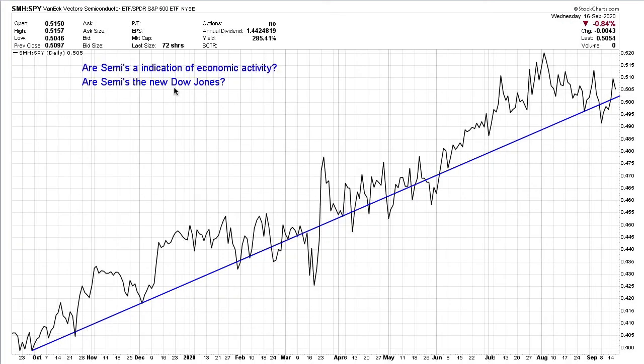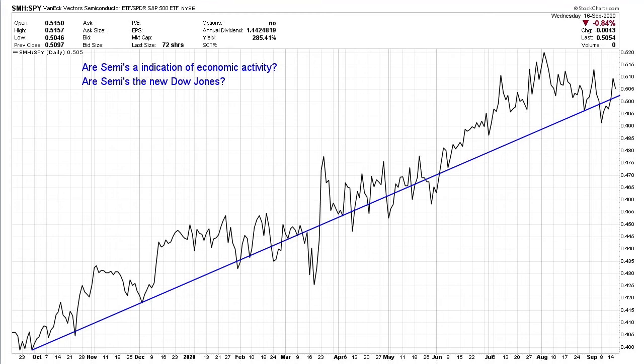Now, this is a comparison. This is a ratio of the semiconductor ETF compared to the S&P 500. You can see that the semiconductors have been marching right up that trend line. Then here recently in this current correction, we broke the trend line. But just like back here, we broke the trend line and then we reversed right back up again. That kind of looks like what's happening here.